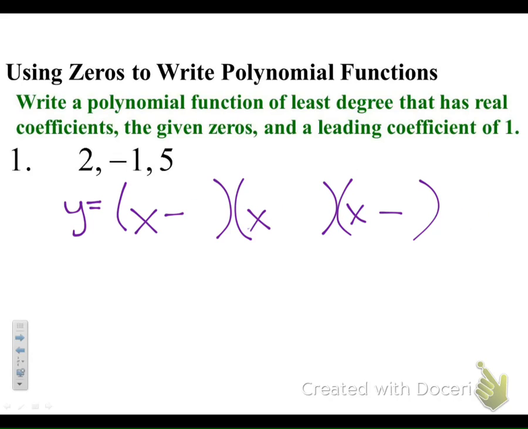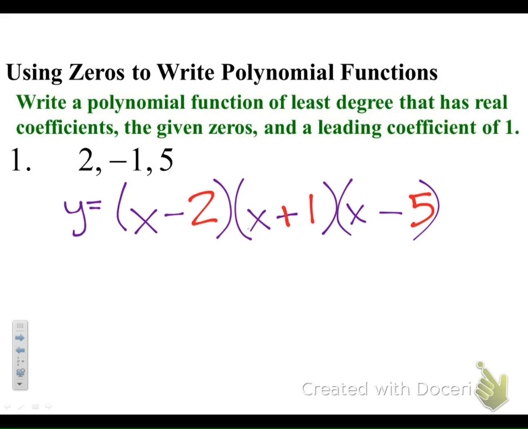Just like what we've done for warm-ups a couple times. So if 2 is a 0, it's going to come in as x minus 2. If we have negative 1 as a factor, it's going to come in as x minus negative 1. Or we could just change that to be a positive 1. And then 5 will come in as x minus 5.